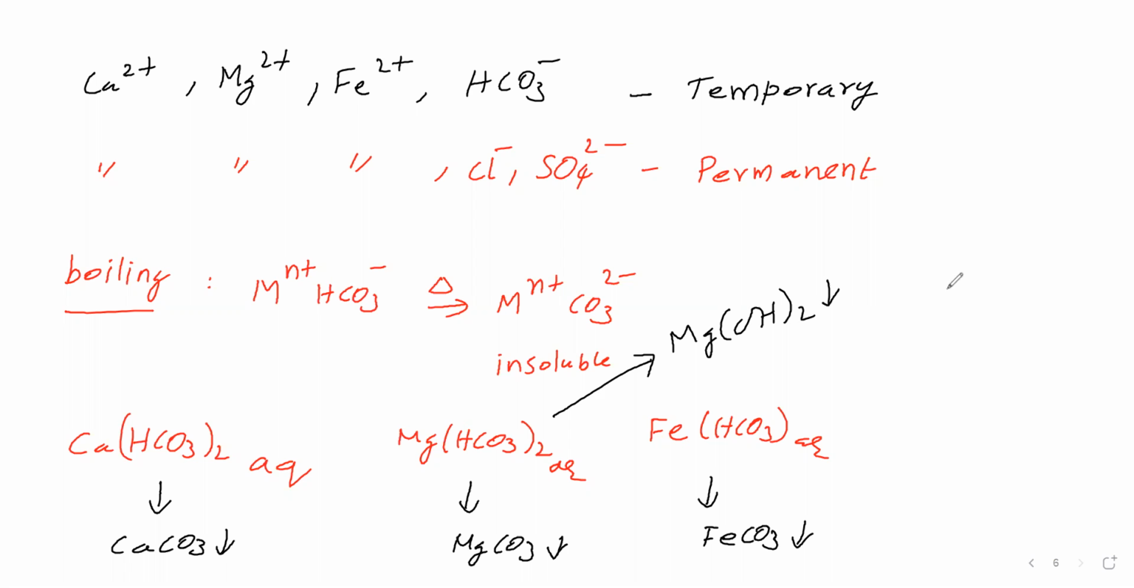Next, another method is used for removing temporary hardness. That method is called Clark's method. In Clark's method, the substance used is quicklime, in the form of milk of lime.